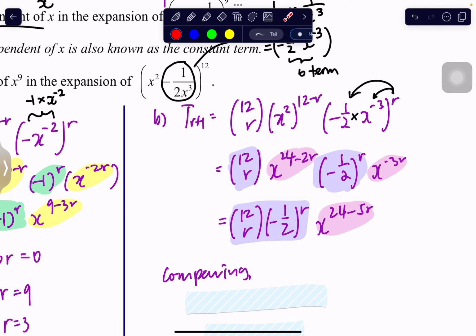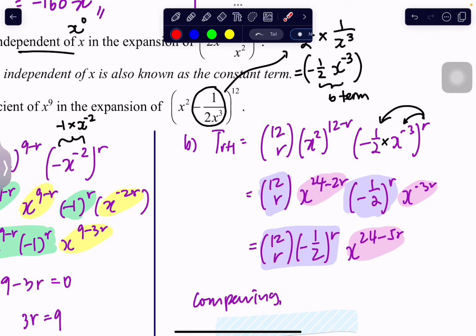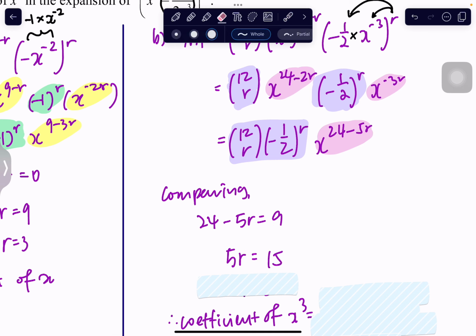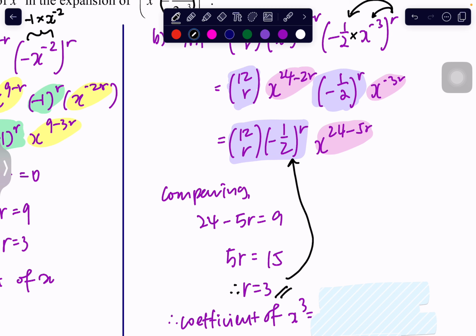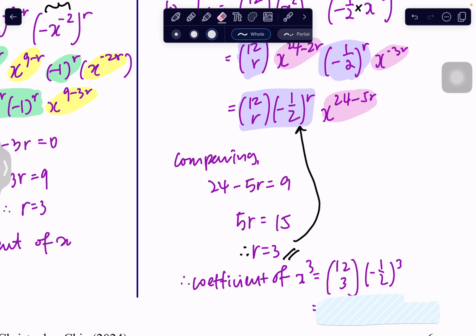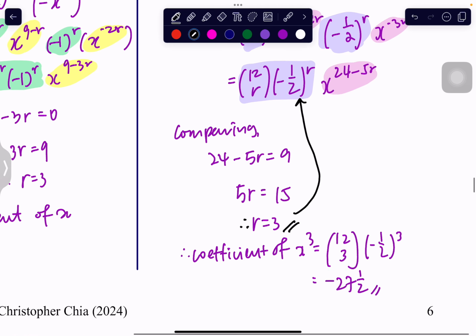Now if I want the x power of 9 term, simply compare this to x power of 9. So 24 minus 5r must be equal to 9. 5r equals 15, and of course r will be equal to 3. After finding the value of r, this appropriate value of r will be substituted into the purple term, allowing me to obtain the coefficient of x cubed. Working it out using your calculator, you should get negative 27 and a half.